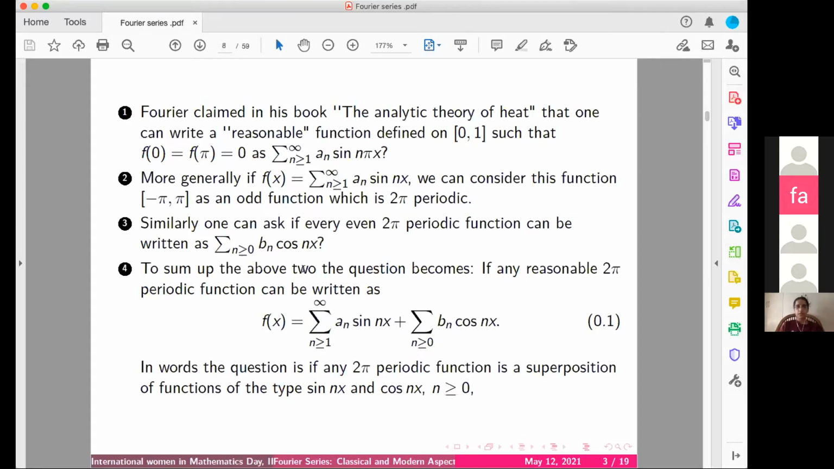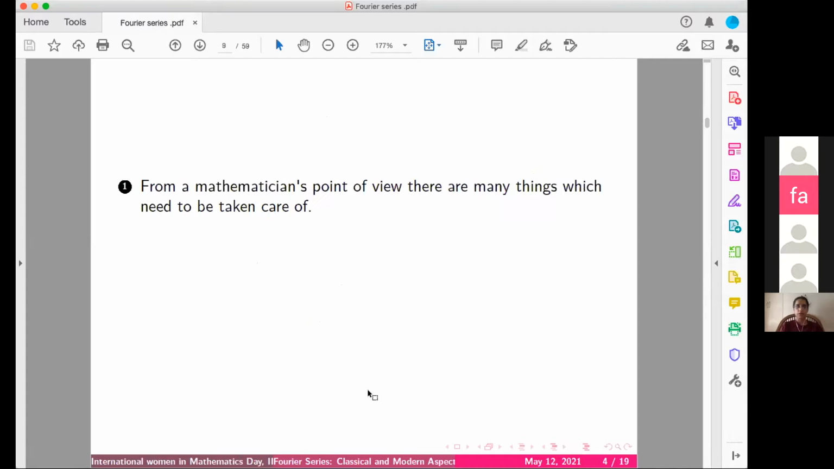Then to sum up the above two questions, it becomes whether any reasonable 2 pi periodic function can be written as a series of sines and cosines with these discrete frequencies. So this n is also called a frequency. In words, the question is whether any 2 pi periodic function is a superposition of functions of the type sine nx and cosine nx, 2 pi periodic on minus pi to pi. And if it is periodic, you can extend it to the whole real line.